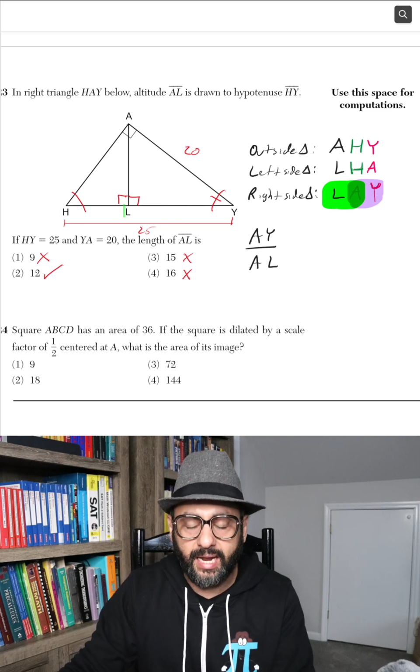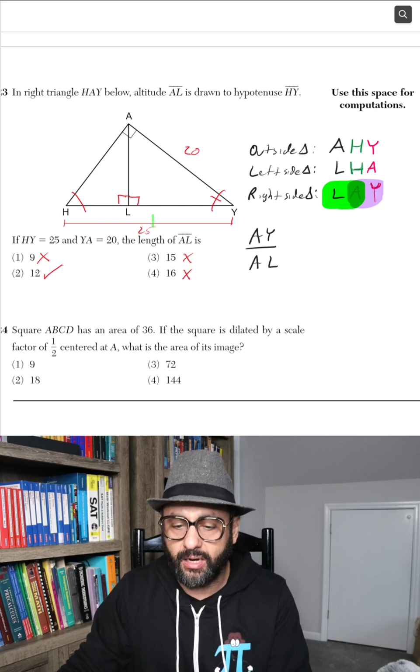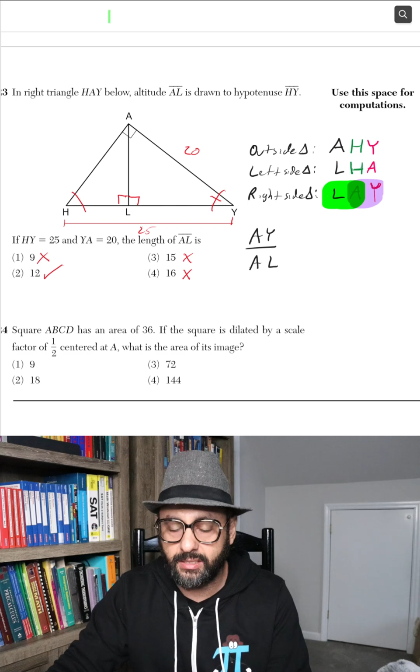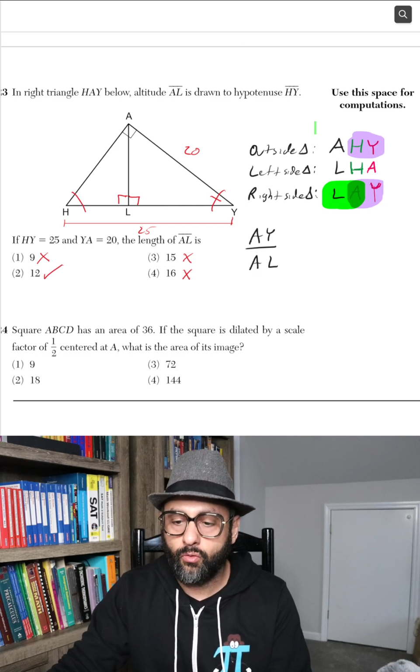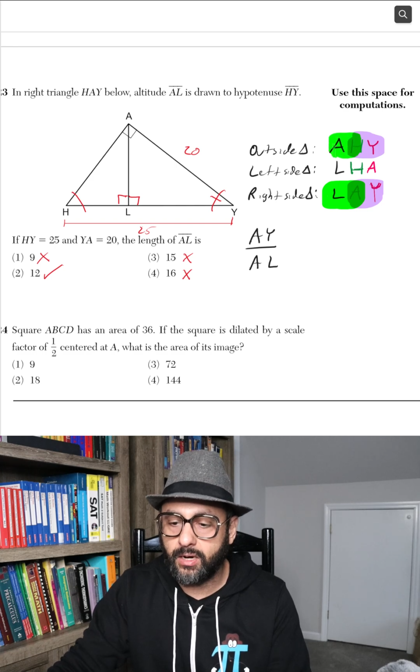I see that on the outside, I have one of the outside triangle sides, HY, and it's the hypotenuse corresponding to AY. So I'm going to put them in that order in a ratio for the outside triangle, HY over AH, in that order.